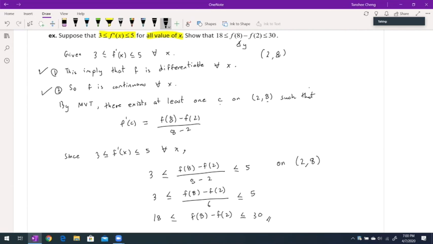Since it is true for all the x values, it will also be true for this interval. From here, if I simplify, the denominator will give me 6. If I multiply every part by 6, that will give me 18 and 30, which is the lower bound and upper bound that we want to see on the change in y. So therefore, we have already shown what the question wants.